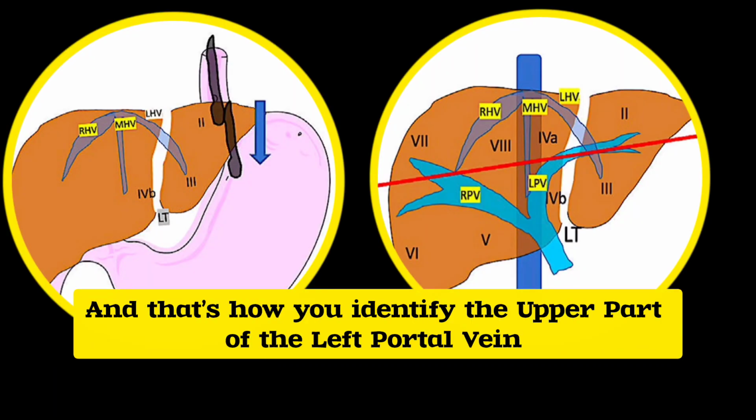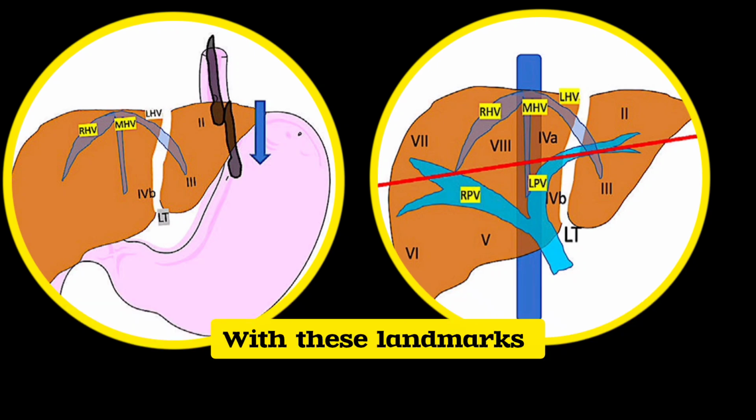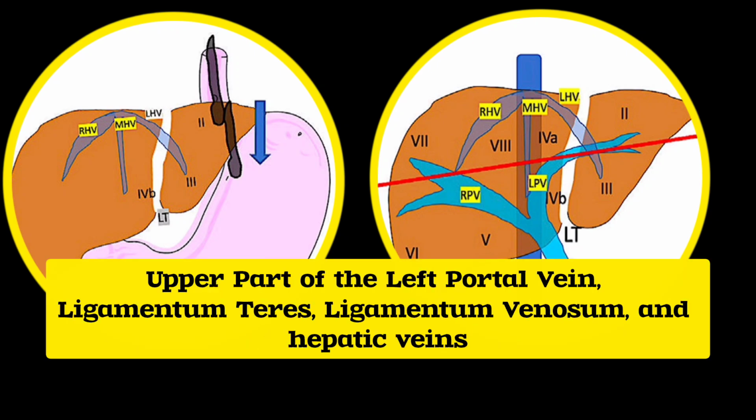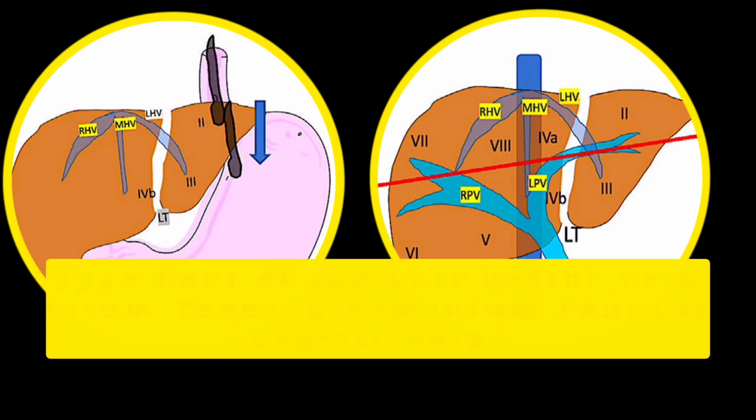And that's how you identify the upper part of the left portal vein. With these landmarks, upper part of the left portal vein, ligamentum teres, ligamentum venosum, and hepatic veins, you will master liver orientation with confidence.